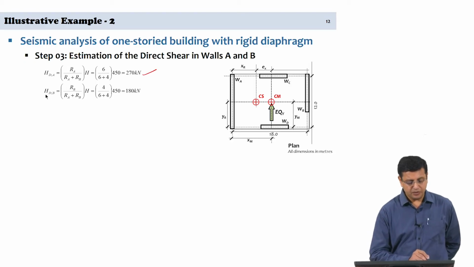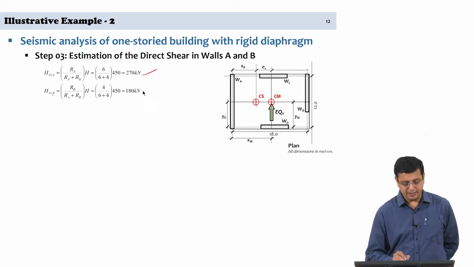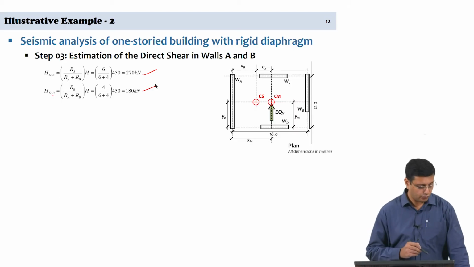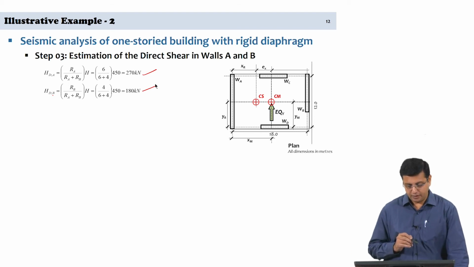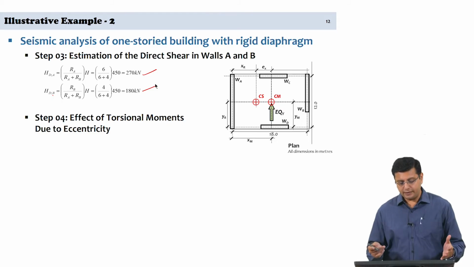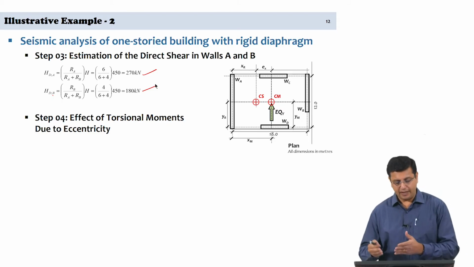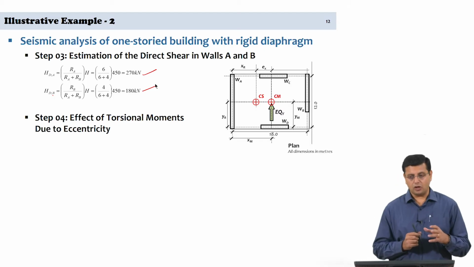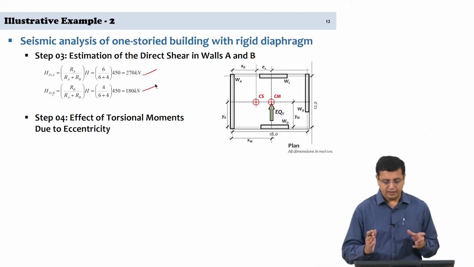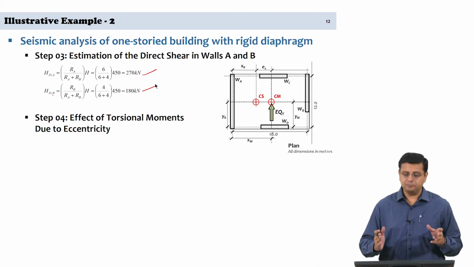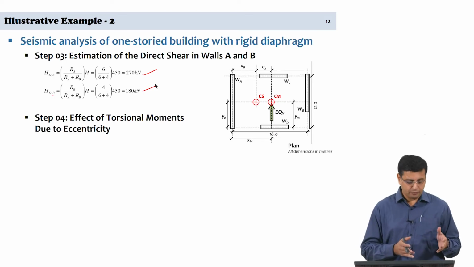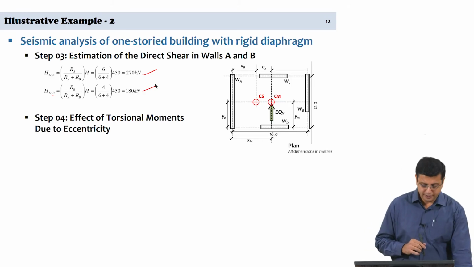Similarly, the direct shear force corresponding to wall B, HDB, is estimated, which is 180 kilonewtons, 180 plus 270 is 450. So, that is the direct shear force distributed between the two walls. Now, do we have eccentricity? Yes, and significant, and there is going to be torsional moments when the earthquake force is acting in the y direction, and therefore, the effect of the torsional moment due to the eccentricity needs to be calculated.